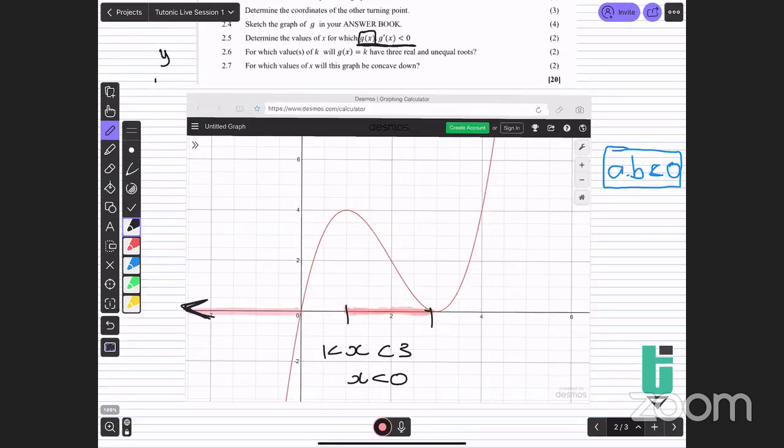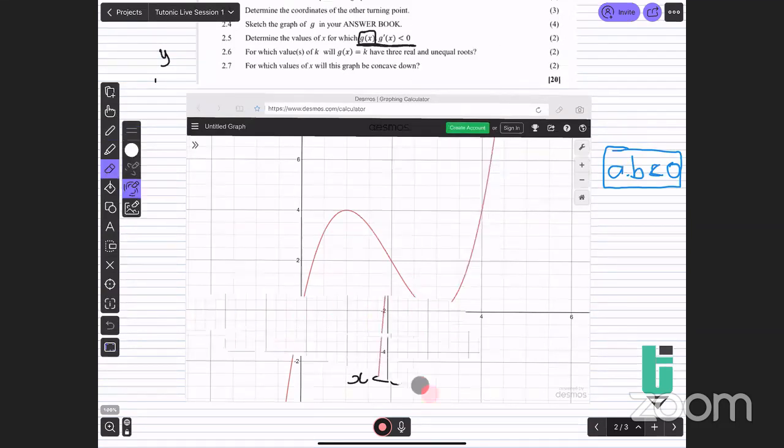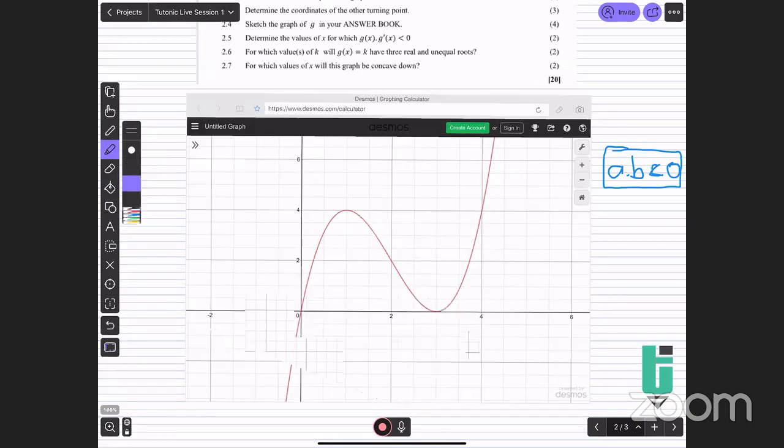So these are the questions that students struggle with, and I think it's mainly because they don't understand what the question is asking. Once you can start to visualize it, it becomes so much easier. The same thing applies to the next question, which says, for which values of k will g of x equals k have 3 real and unequal roots? Does anybody want to break down this statement for me? This is maths. Who wants to translate it to English?